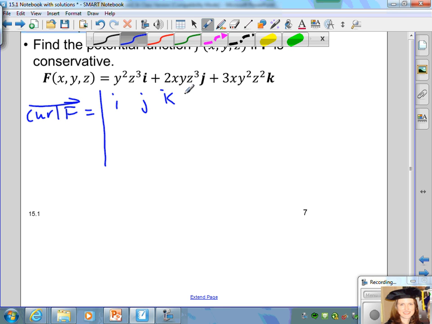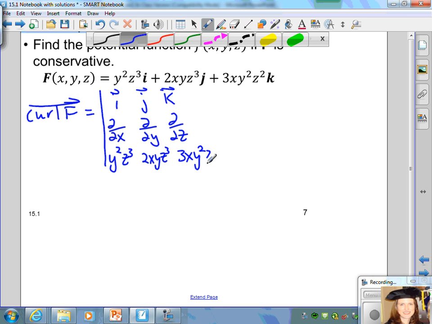set up the matrix, using the partial with respect to x as that component, the partial with respect to y, partial with respect to z, and we use the components y squared z to the third, 2xy z to the third, and 3xy squared z squared. And you can break this up into three smaller matrices. Now what I tend to do instead is to use that cover-up method when I evaluate this.